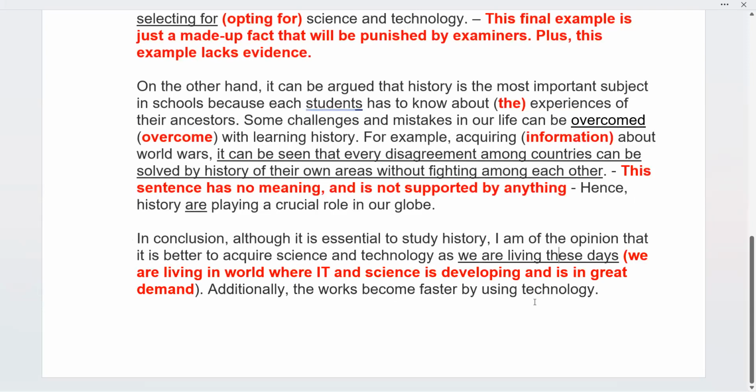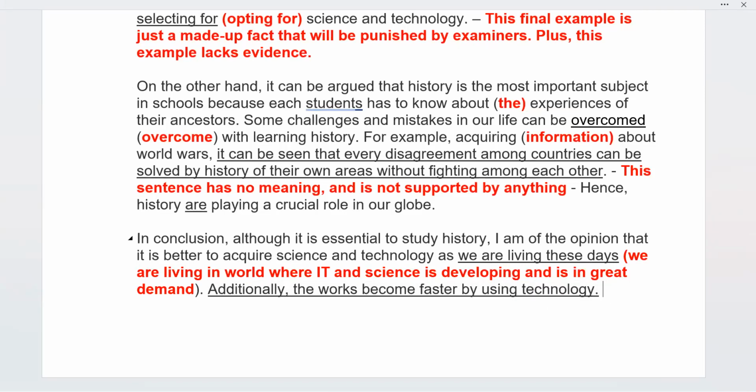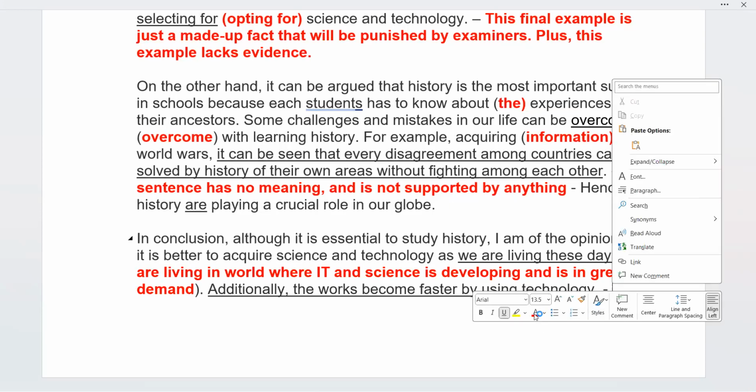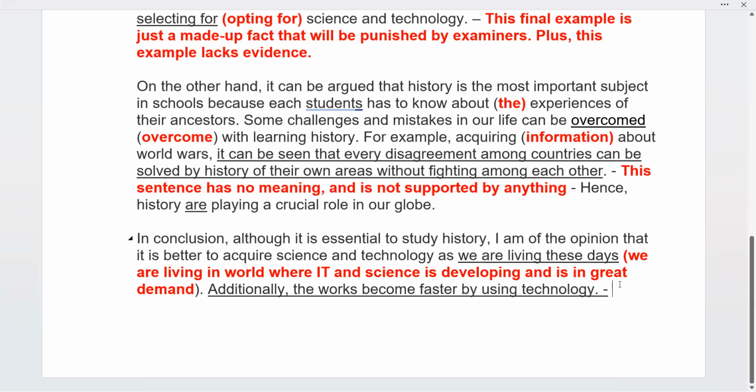Additionally, the works become faster by using technology. Well, did you include this? This is just a new idea. Your conclusion is not supposed to have any new ideas, right? So this also would actually give you a lower score. So the conclusion must not have any new ideas.